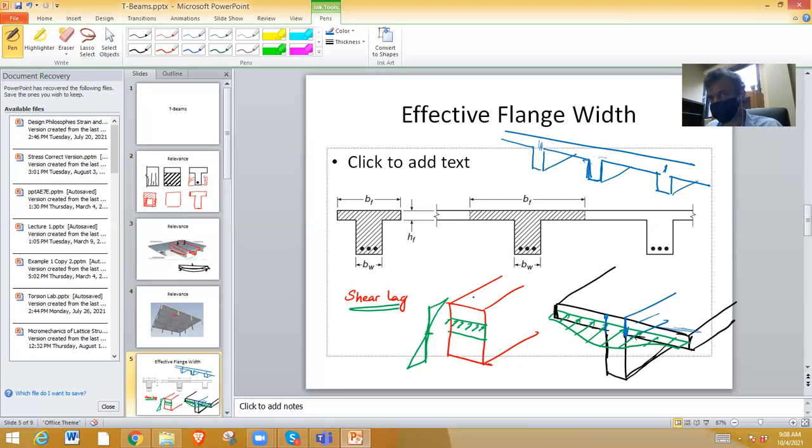But the actual reason is quite complicated, so we don't go into that right now. But it has been verified by both finite element analysis as well as experiment. So this is well studied.